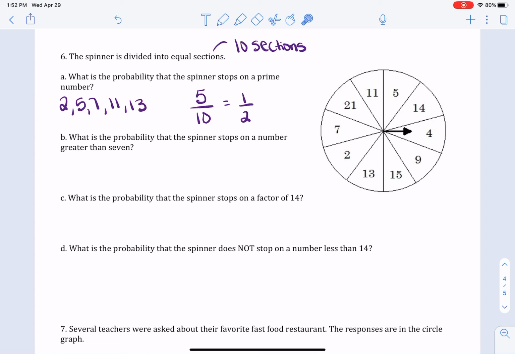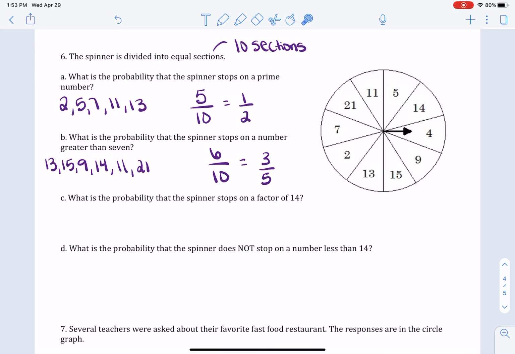Next question says, what is the probability that the spinner stops on a number greater than 7? Well, we have to look through here and see which numbers are greater than 7. We've got quite a few, so I'm going to write them out. I see 13, 15, 9, 14, 11, and 21. So we have 6 numbers out of 10. And that could be reduced to 3/5. So that's our probability that we stop on a number greater than 7.